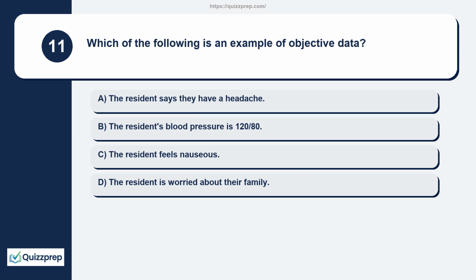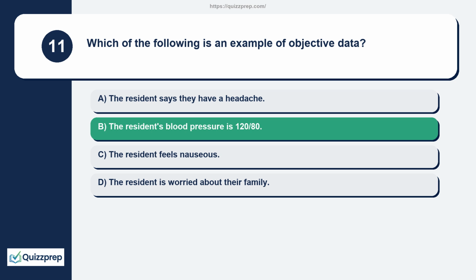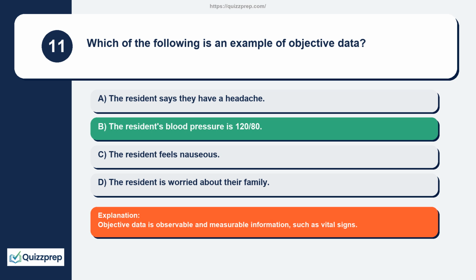Question 11. Which of the following is an example of objective data? The resident says they have a headache. The resident's blood pressure is 120/80. The resident feels nauseous. The resident is worried about their family. Objective data is observable and measurable information, such as vital signs.